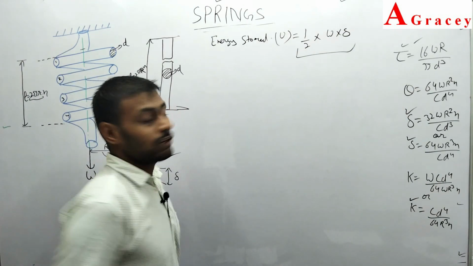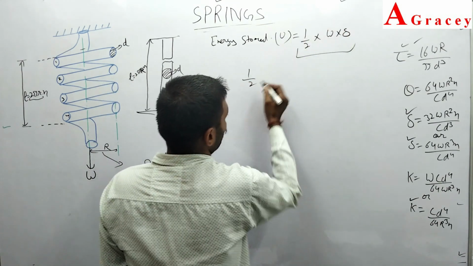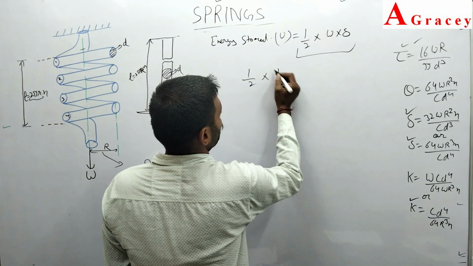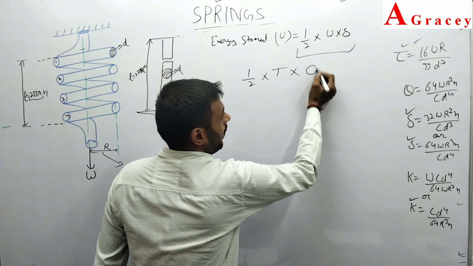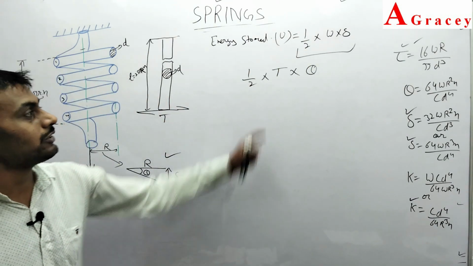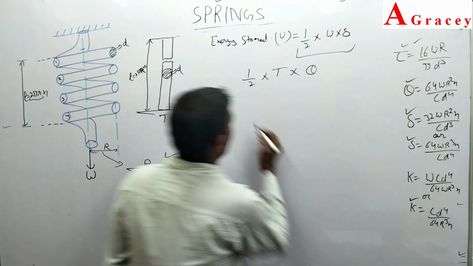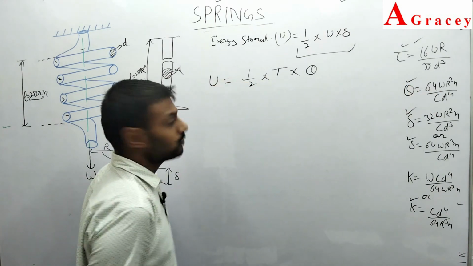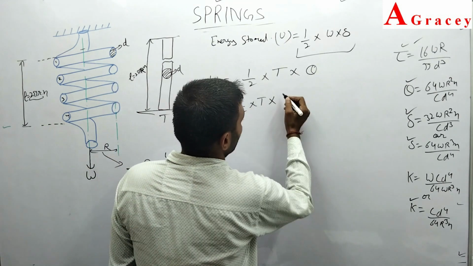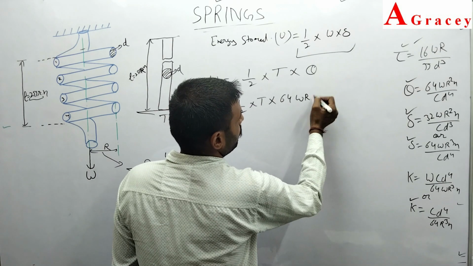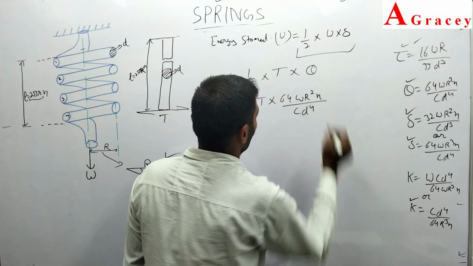So half of the load into deflection means we can further write: due to the loading condition your torque T was produced, and the deflection in place of W will be represented here by theta. So it means half into torque into theta. So U is equal to half into T into theta, where theta was 64 W R square n divided by C d to the power 4.